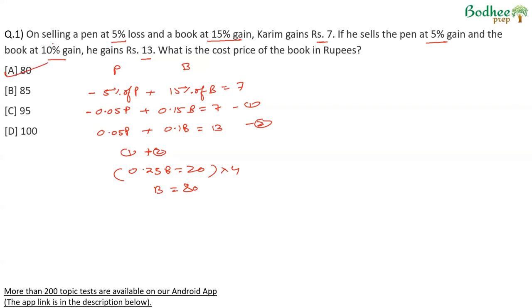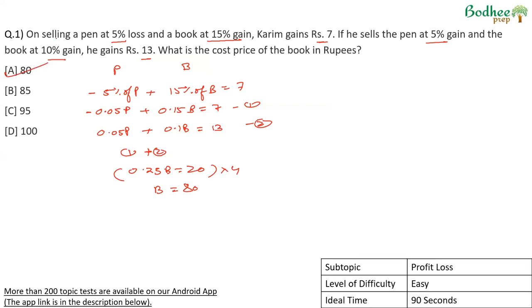Again, straightforward question, just making two equations and solving. So it's an easy question, easy calculation. So about 90 seconds to solve the question.